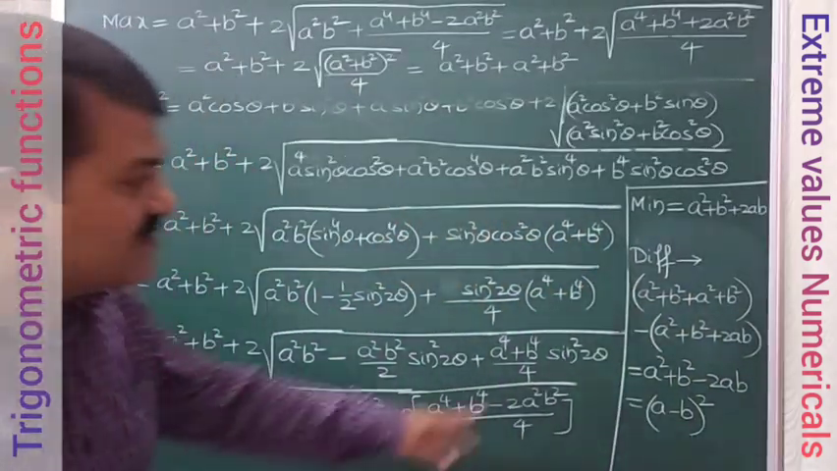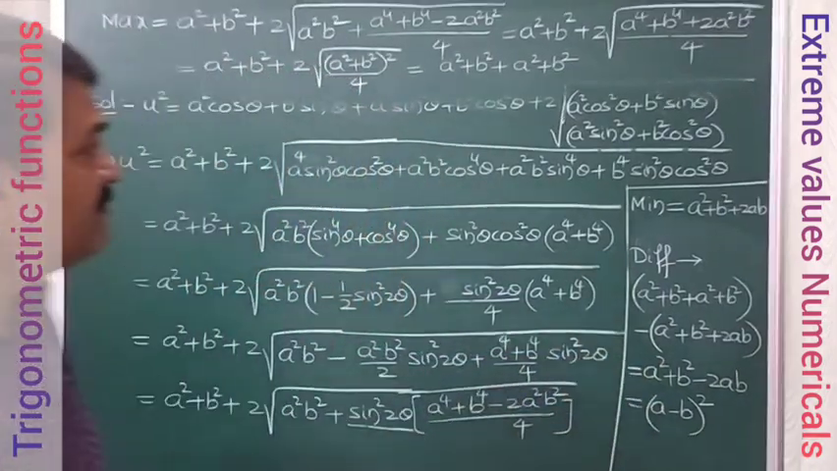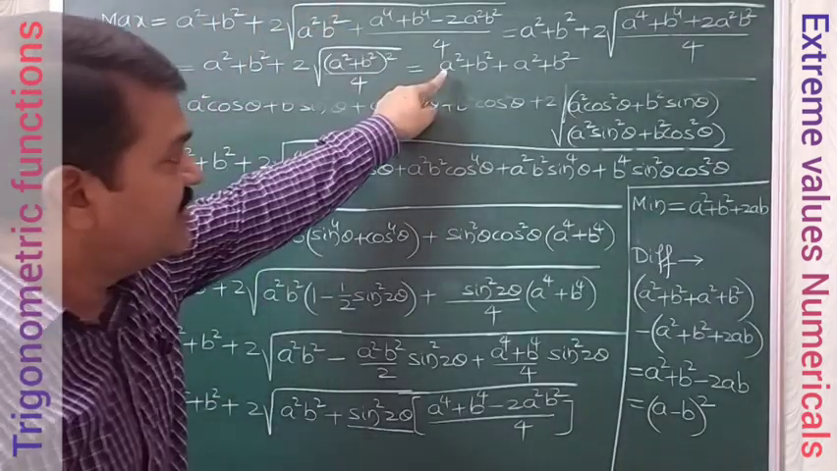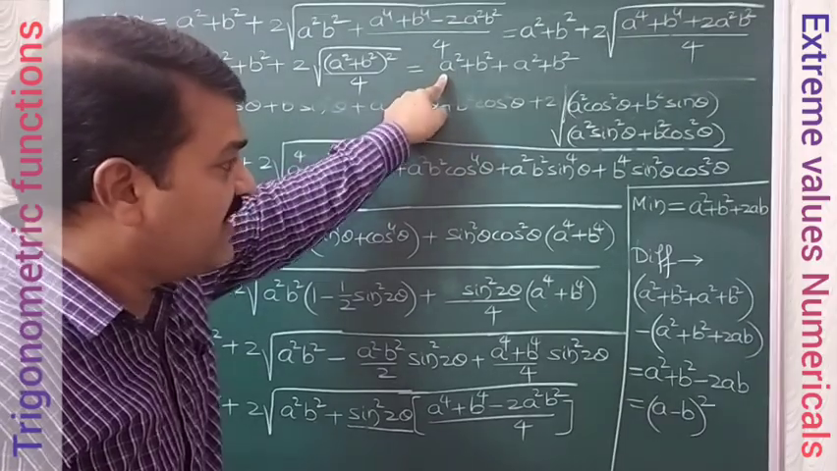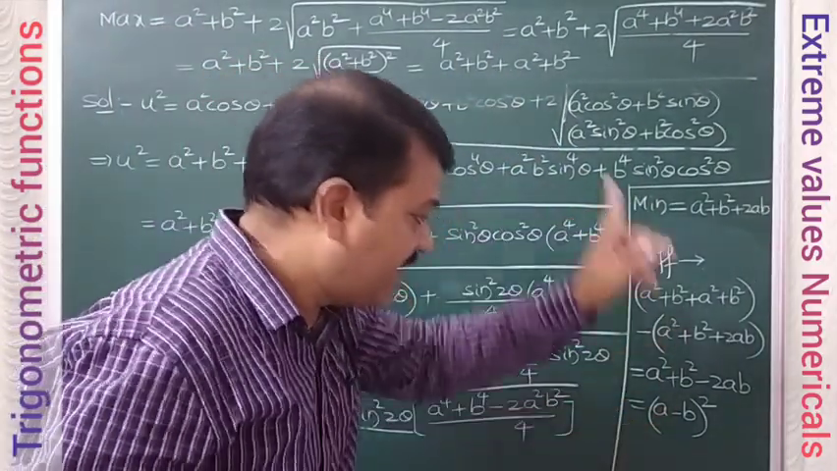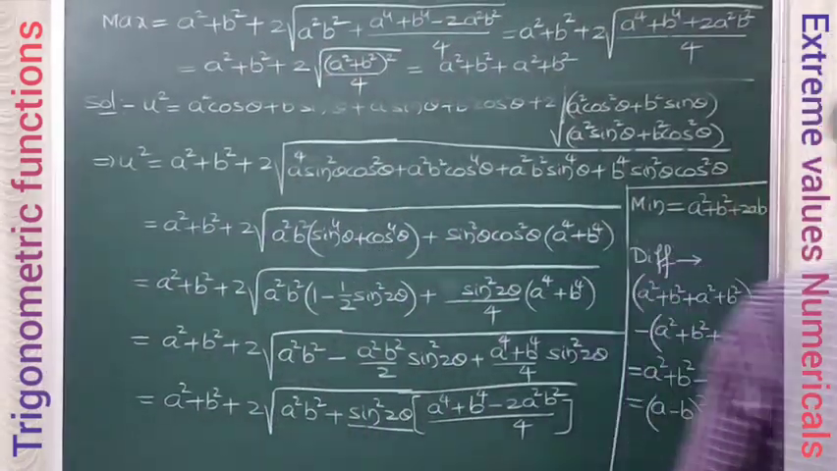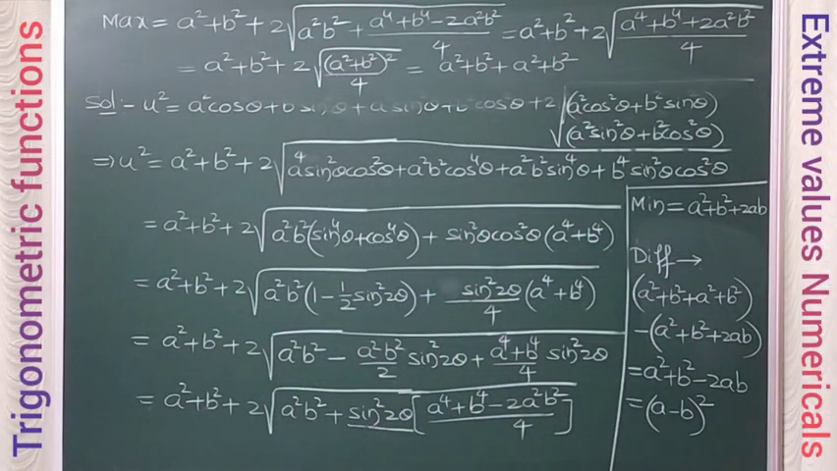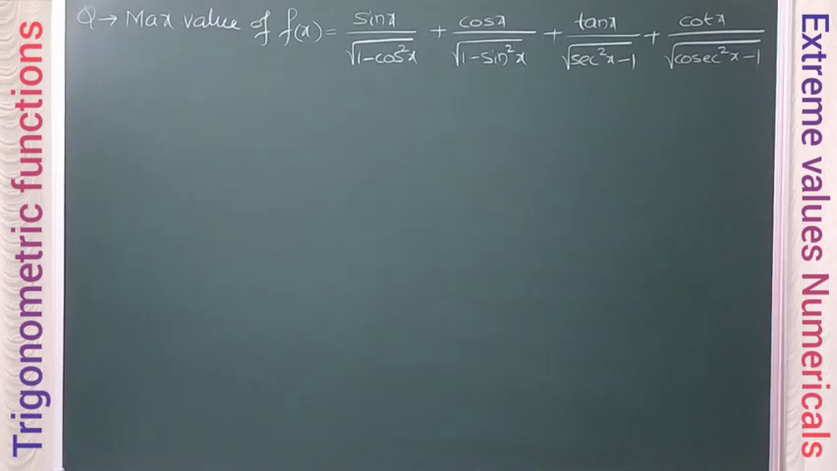So this is the difference between the maximum and minimum. Maximum value is this one. Minimum value is this one. Difference of these two, we got a minus b whole square. So a minus b whole square is the difference between maximum and minimum. Okay, so this is the next problem on board.